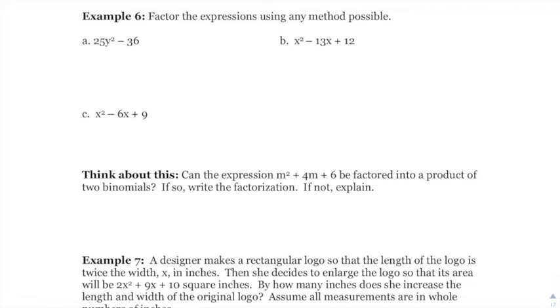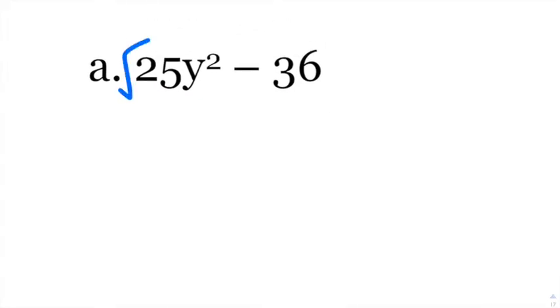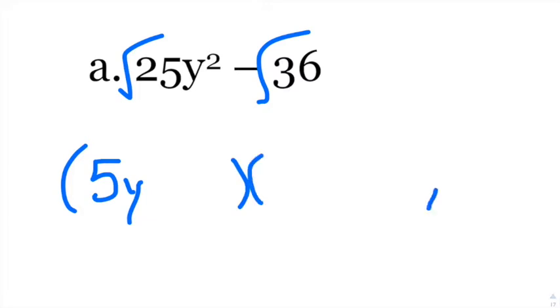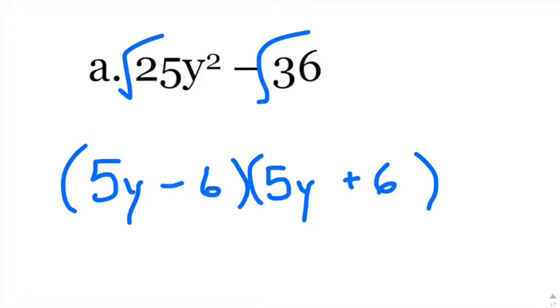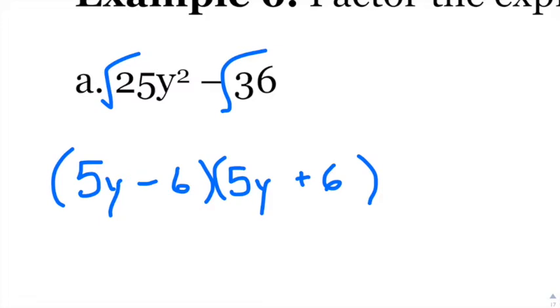Now they mix in all the different types of factoring that we're going to see here. They don't really tell us, so we need to be looking out. If I see my ends are perfect squares, usually I'm thinking of the square roots. Okay, well, the square root of 25y squared is 5y, and then this is 5y as well. And then back there, that'll be minus 6, and then plus 6 right there. And that is actually all you do there. That's a difference of squares.